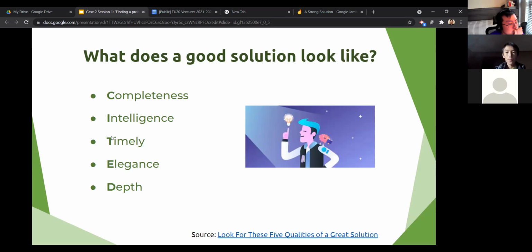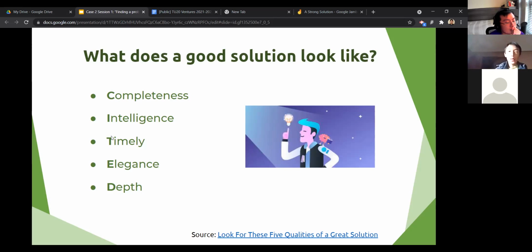Next is timely. So this is relating to how your solution fits into history, and why is your solution necessary now in this point in time rather than in the past? What changes have occurred so that the demand is higher? And does it have long-term potential? Have you analyzed its future journey? And where do you plan on taking it, and if it's possible?